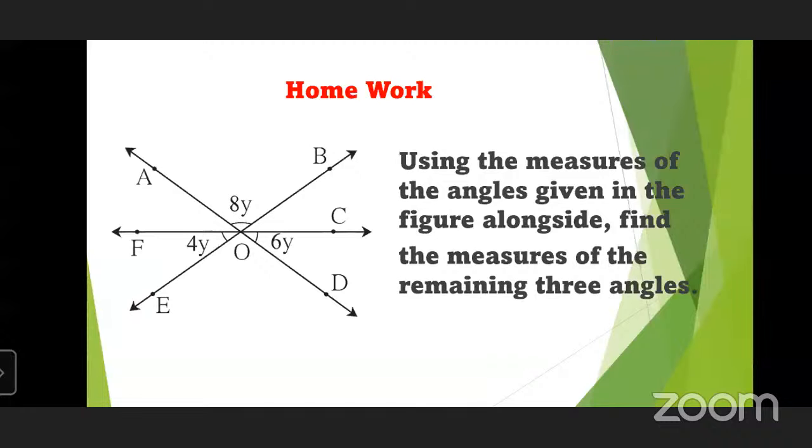The measurements given are angle AOB is 8y, angle FOE is 4y, and angle COD is 6y. Now what we have to do is find the measurement of angles AOF, EOD, and BOC. As we have the measurements of 3, we just have to find the opposite angles of a linear pair.